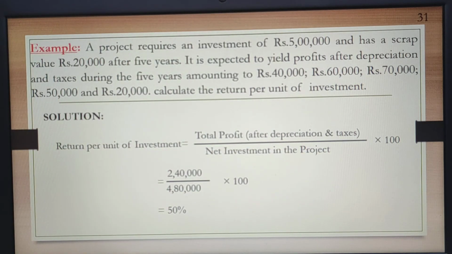Let's take an example. A project requires an investment of 5 lakh and its scrap value is 20,000. It is expected to yield profit after depreciation and taxes of 40,000, 60,000, 70,000, 50,000 and 20,000. Here we need to take the total of profit, not the average one. In the first case we took average profit. Now in this case we take total profit, that is 2,40,000, and our net investment is 4,80,000, that is 5 lakh minus 20,000, and our return per unit of investment comes out to be 50%.